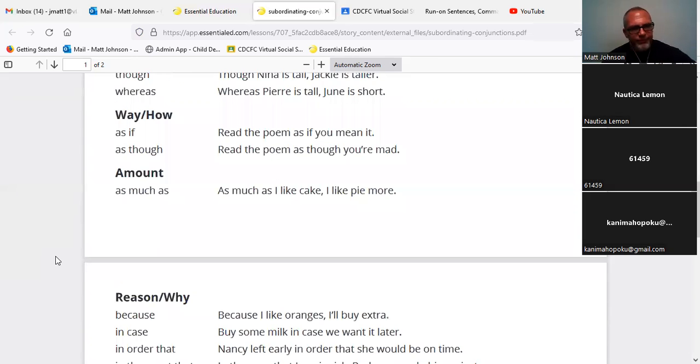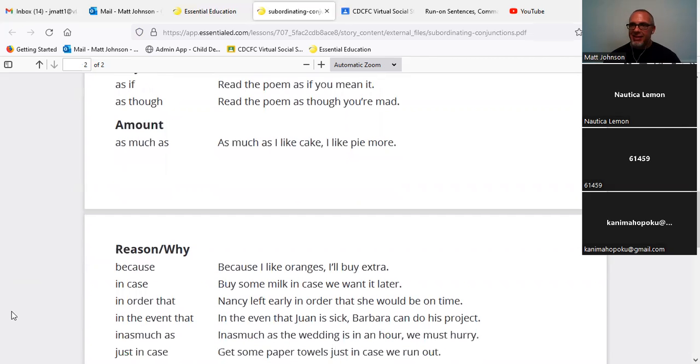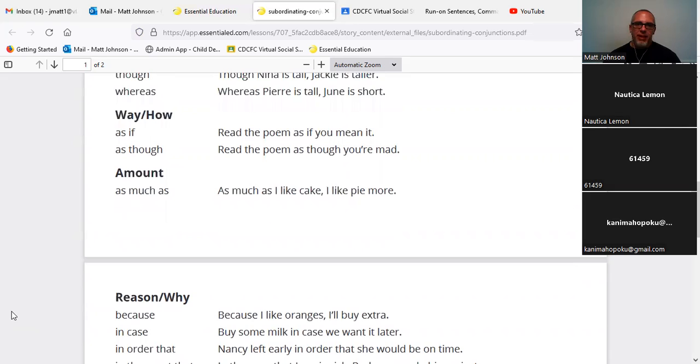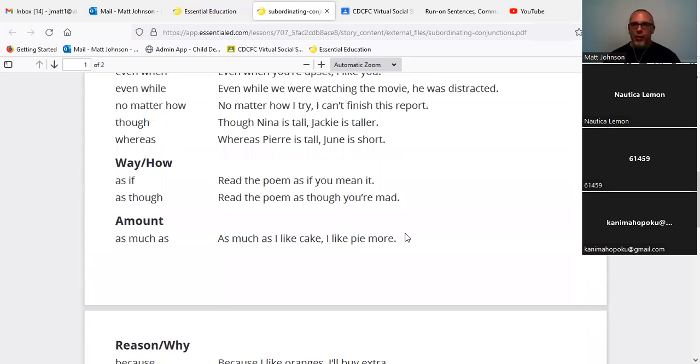As much as I like cake. Not a complete sentence. I like pie more. That's a complete sentence. In this case, even though I like pie more is a complete sentence, right? It doesn't make a lot of sense without that subordinate clause.